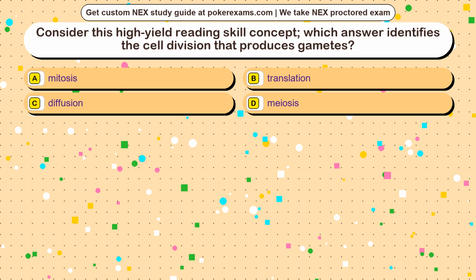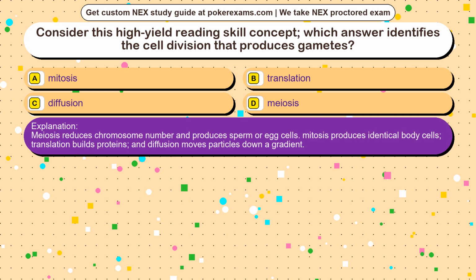The correct answer is option. Meiosis reduces chromosome number and produces sperm or egg cells. Mitosis produces identical body cells, translation builds proteins, and diffusion moves particles down a gradient.